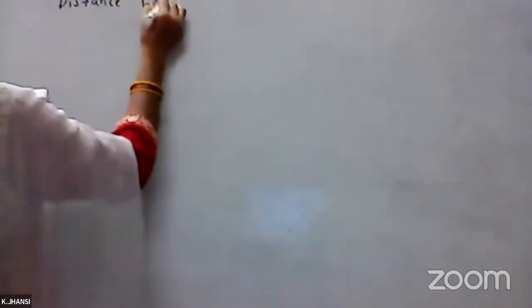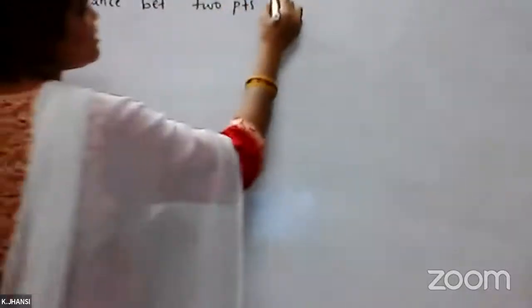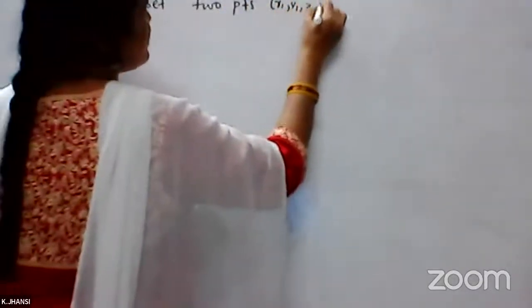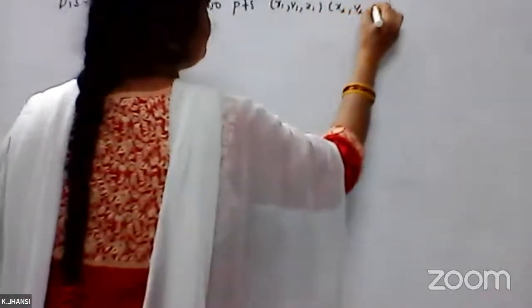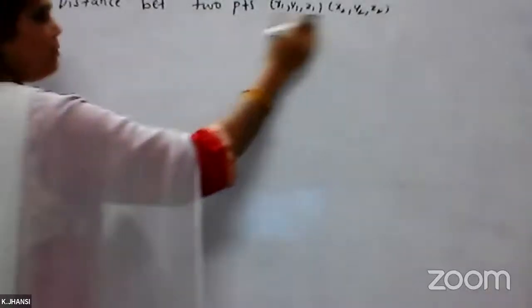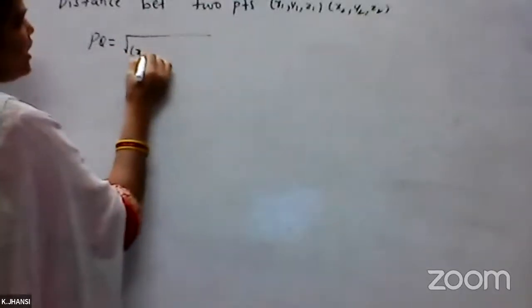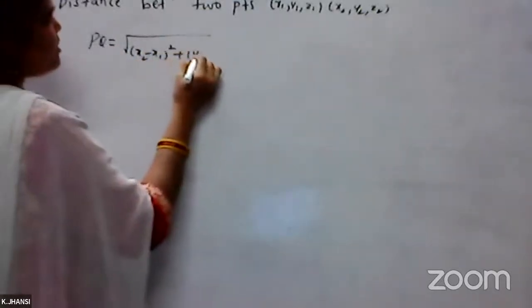Yesterday I also told that to find the distance between any two points, we have a formula. The distance between the two points x1, y1, z1 and x2, y2, z2: if we represent them as P and Q, we write the distance PQ equals under root of x2 minus x1 whole square plus y2 minus y1 whole square, plus z2 minus z1 whole square.